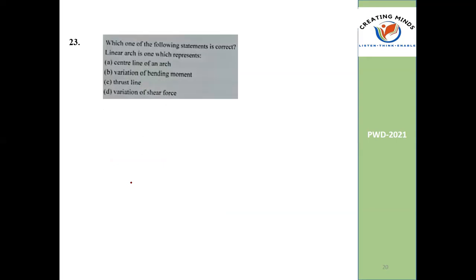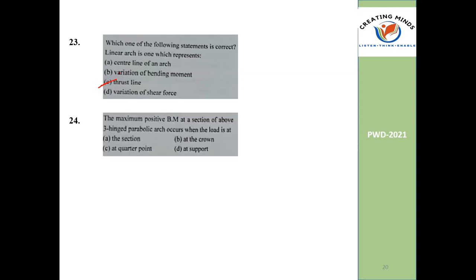Which one of the following statements is correct? Linear arch is one which represents thrust. Option C. There is no bending moment. Yes, option C is right, very good. Because there is no variation in shear force. There is only the thrust line, the normal thrust. So these are all the indirect ways in which they are posing questions.